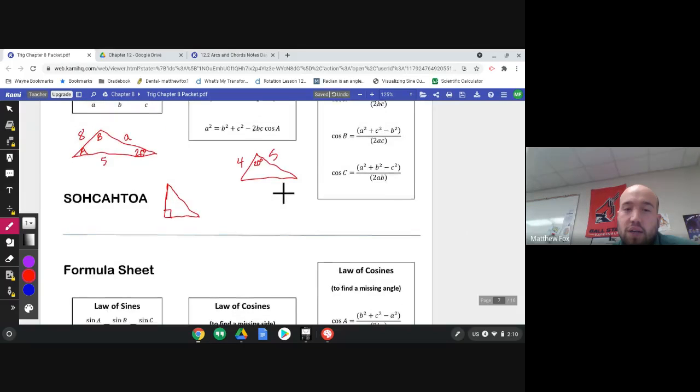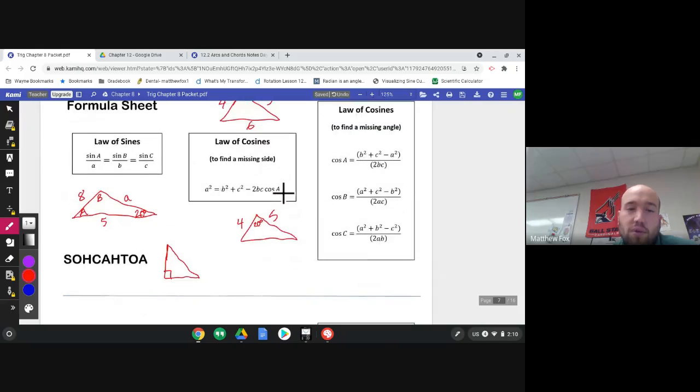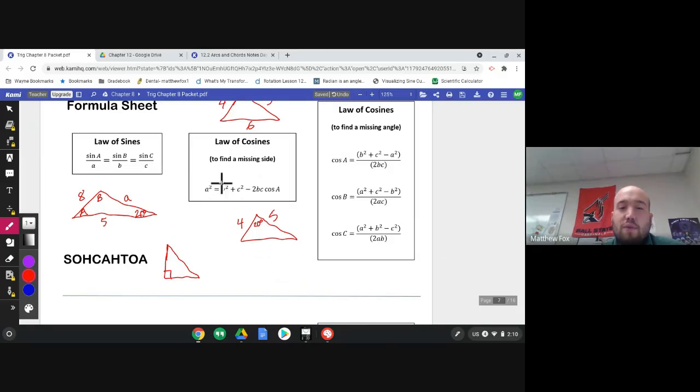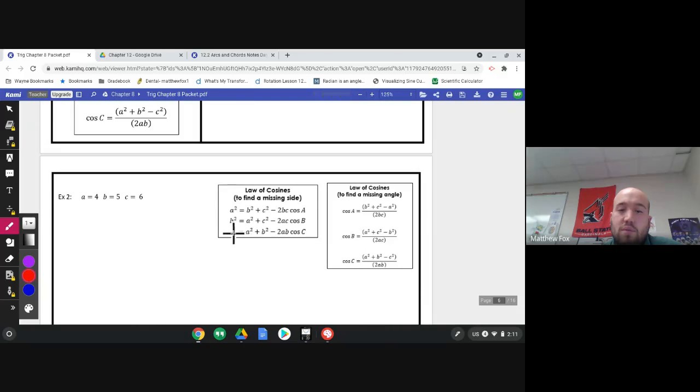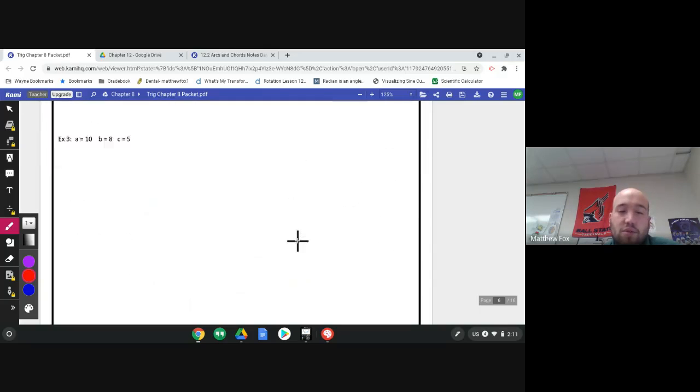So go ahead and use this to help you. Also, as I'm making this video, I'm realizing I only put one of these formulas. It's the same thing if we're solving for B. Instead, it would be B squared and C squared. It's the same approach though.